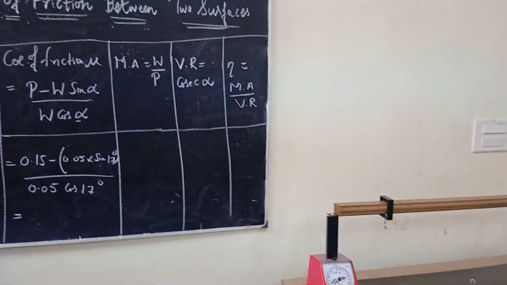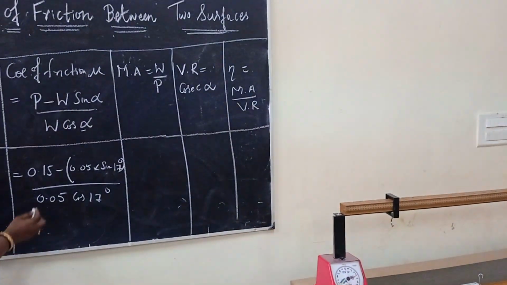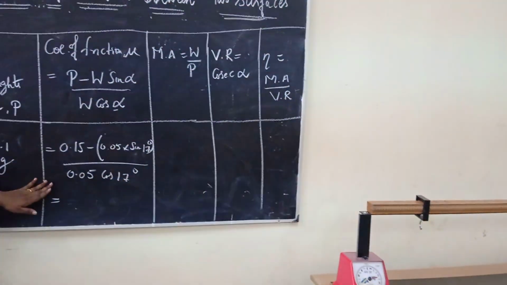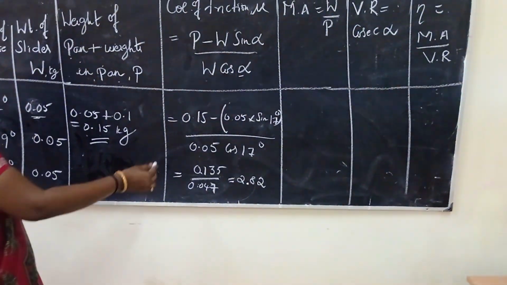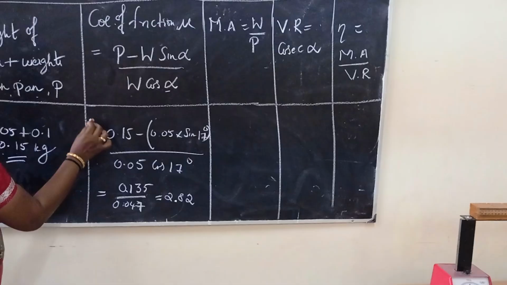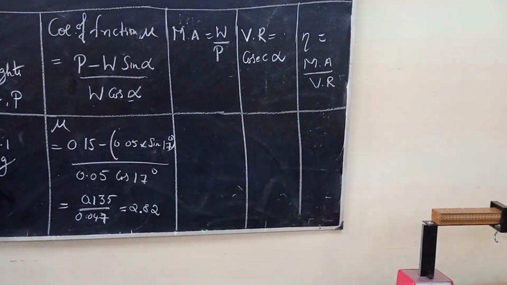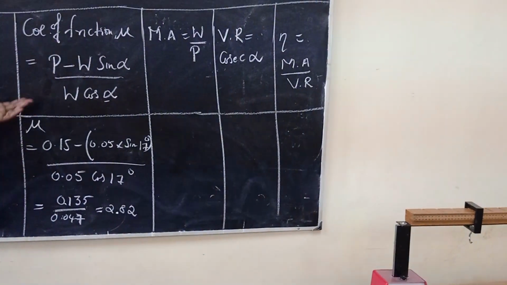Okay, so if I manually calculate this part, I will get some value. So mu calculate பண்ணிருக்கேன். Mu is equal to 2.82 கிடைக்கும். Okay, so coefficient of friction doesn't have any unit.